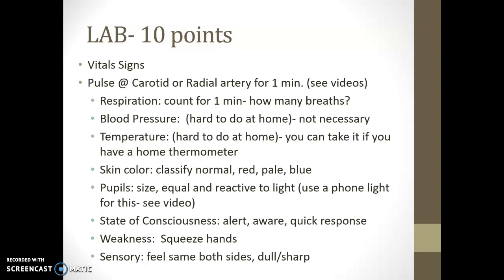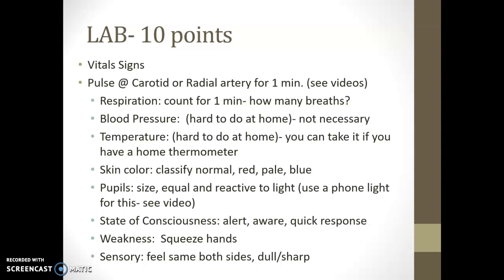We're going to classify their skin color as normal, red, pale, blue. Look at their pupil size. You'll see how to do that using a phone light. We're going to assess their state of consciousness. Hopefully everyone is alert, awake, they're aware of everything, and they can speak back to you.